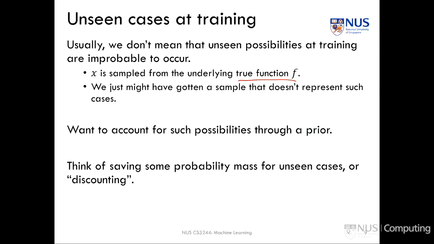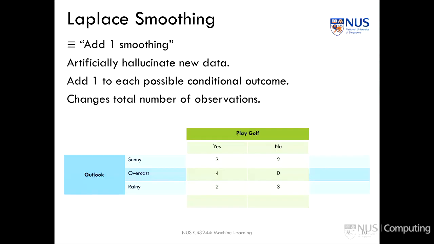So we're going to take some of that probability mass and discount it from the true observations that we saw and assign it to other observations that we might have been able to see had we extended the training data to a large enough sample. We're going to add 1 for each of the possible conditional outcomes.